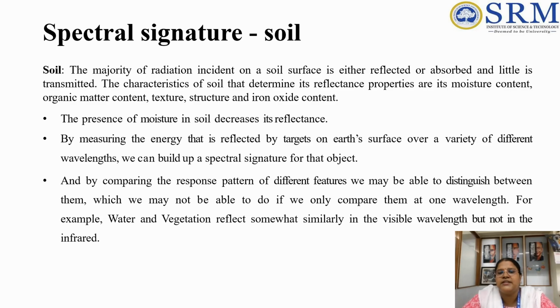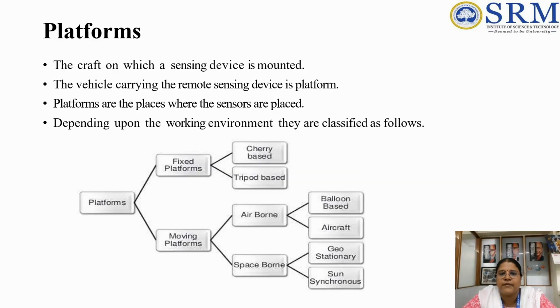By measuring the energy that is reflected by the targets on the Earth's surface over a variety of different wavelengths, we can build up a spectral signature of the object. And by comparing the response pattern for different features, we will be able to distinguish between them, which we may not be able to do if we compare them at only one wavelength. For example, water and vegetation will reflect somewhat similarly in the visible wavelength, but if we look at the infrared wavelength, we can identify the difference between their reflectance patterns.